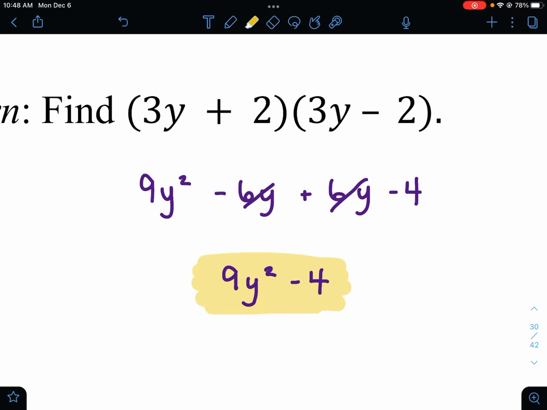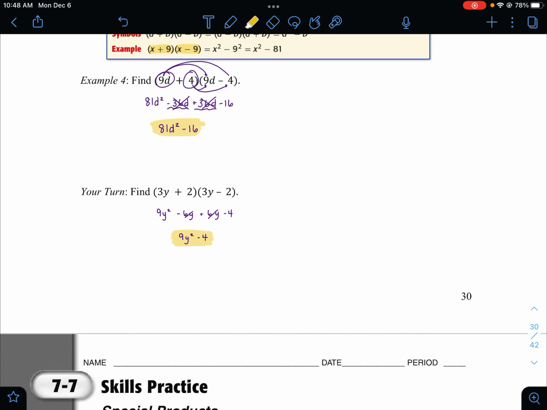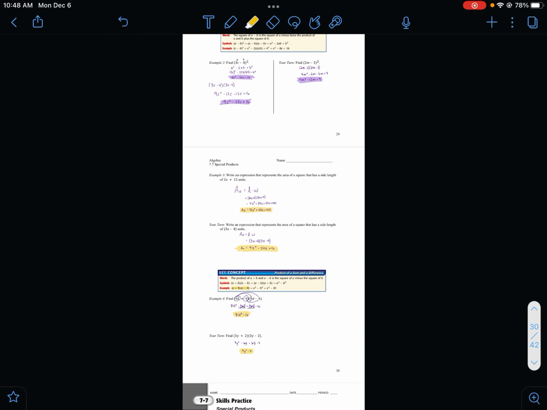All right, so for the last one, you should have gotten 9y squared minus 4. Right, if you guys don't have any questions, you are free to start your homework.